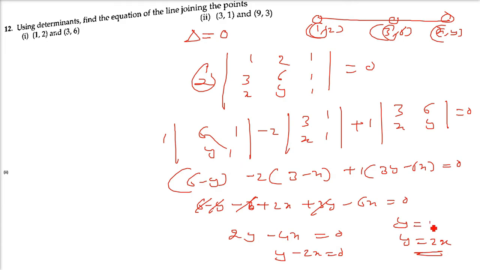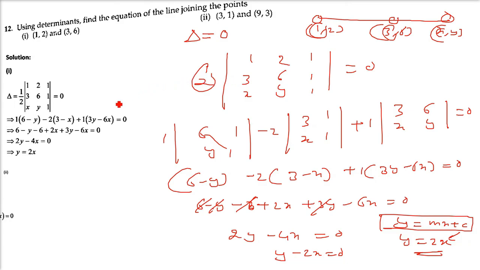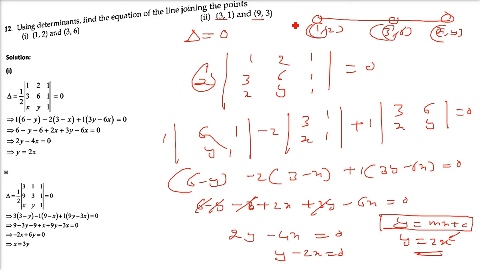So y equals mx plus c is the general equation which we take, and this is that type. So the y-intercept is 0. The second one also we will be able to do: x1, y1 is 3, 1 and x2, y2 is 9, 3. I hope you will be able to do it, right? So similarly, x equals 3y will be the answer of the second part.